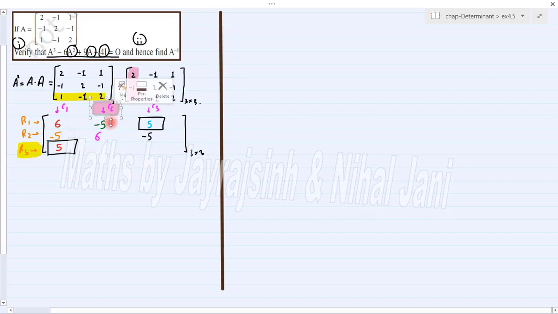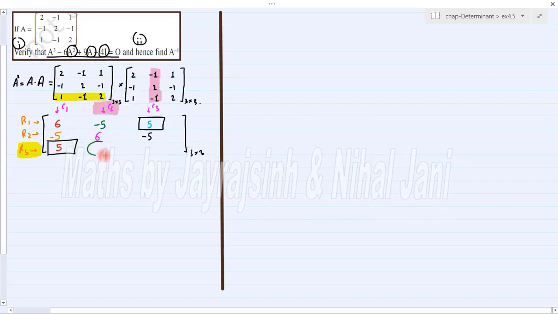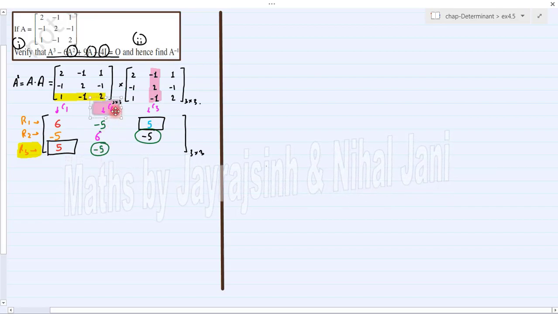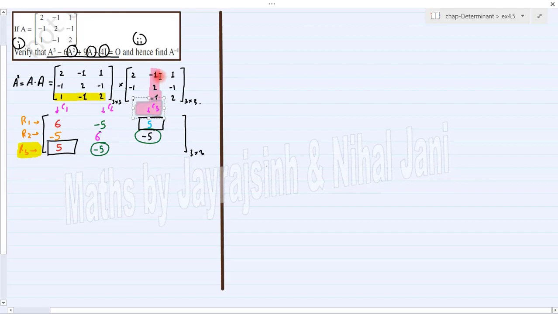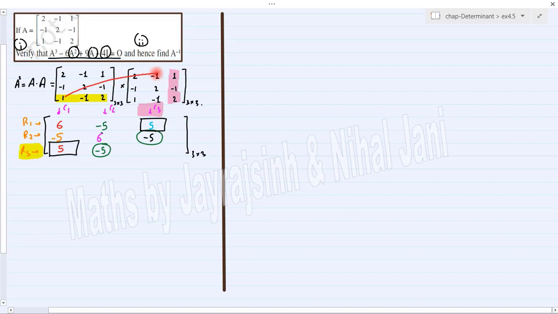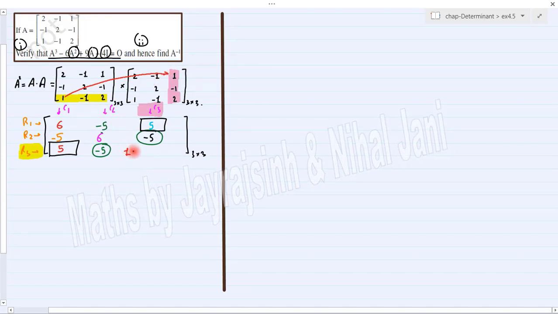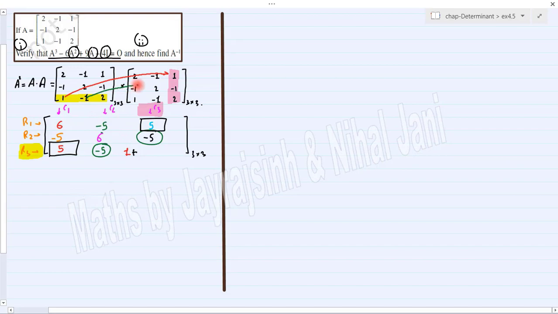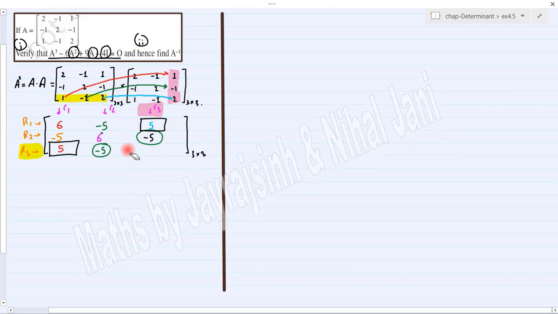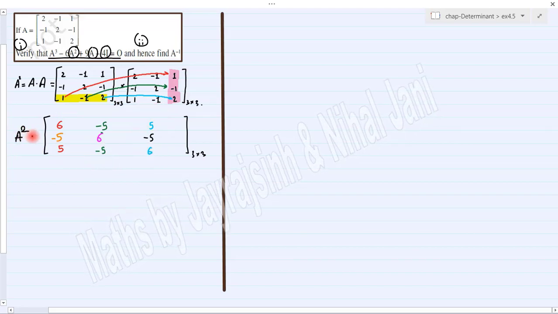Similarly, let's try to get next element, which should be minus 5, and the last element can be obtained by 1 multiply with 1 will give us 1 plus minus 1 multiply with minus 1 will give us 1 plus 2 multiply with 2 will give us 4, or we can say we will get 6. So we get our A square.